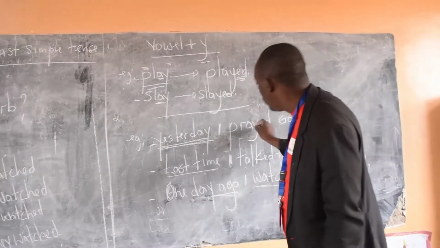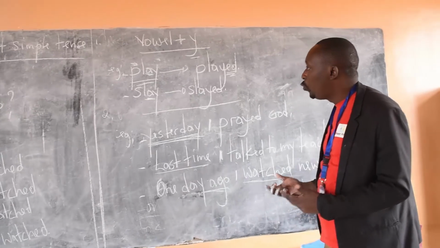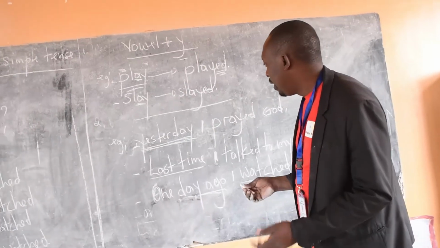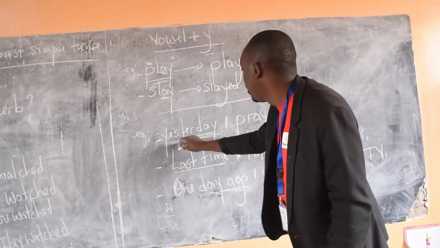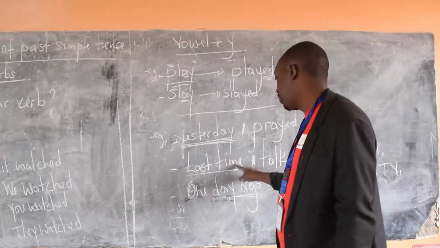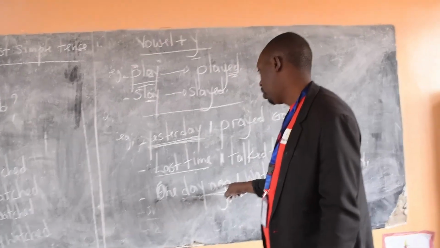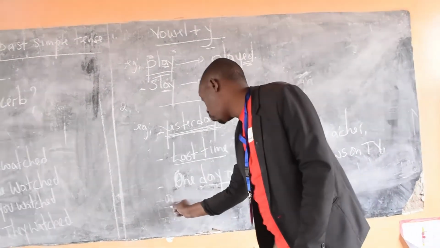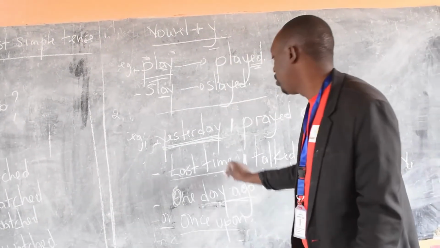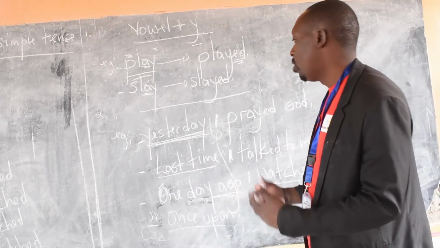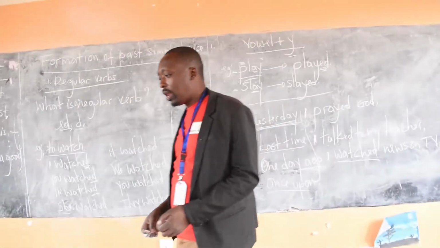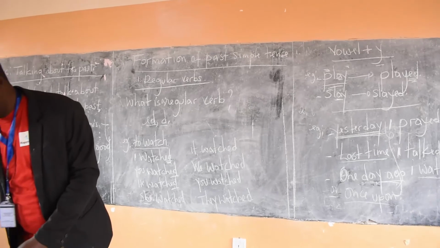So remember always to use past simple tense to express or to talk about completed activities in the past, especially with these expressions or these words. Yesterday, last time, one day ago. You can find the others also. Once happened. You see? All these words, all these expressions go with simple past. Okay? Good.